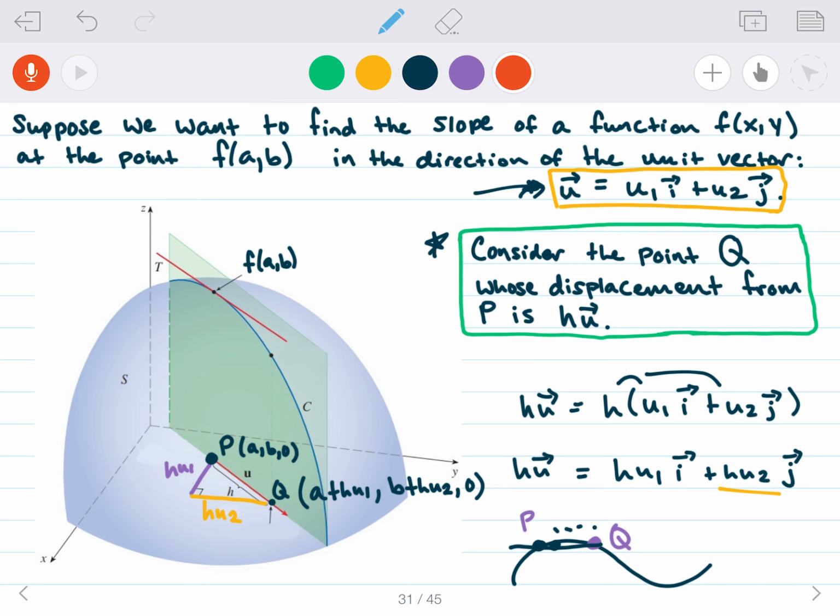And so, this component right here, we want to figure out what the change in this component is, which we can see is h. And then we want to talk about the change in the height component, right? And we know what that is. So basically what I'm going to do is project this Q up here to this point. And so this is just going to be the point f of a plus hu1, comma, b plus hu2. Okay?